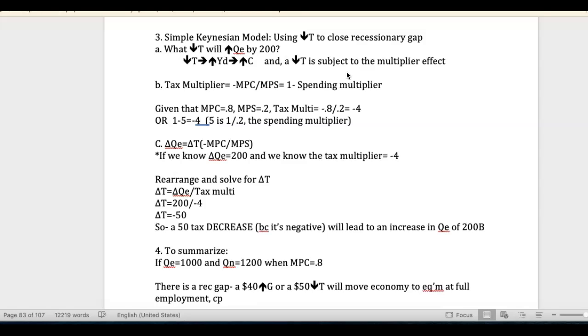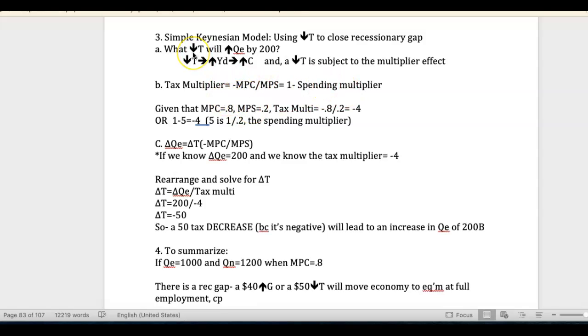So the tax multiplier is negative MPC over MPS. And the reason that it's negative is because we are always going to be decreasing taxes. So we always want a negative number here. And now if we already know what the spending multiplier is, we can use this shortcut, which is 1 minus the spending multiplier. Same thing.